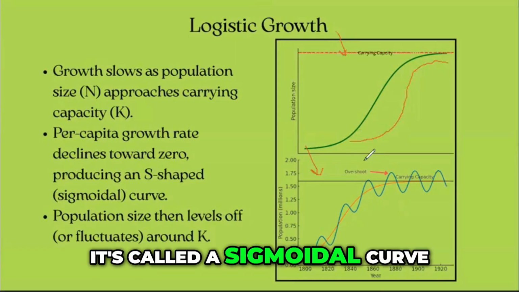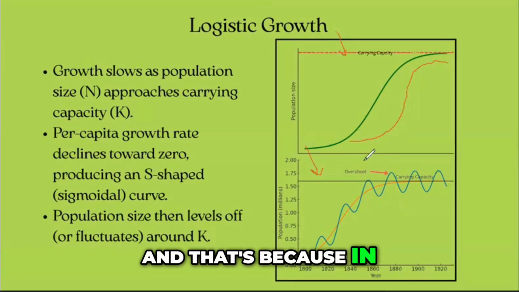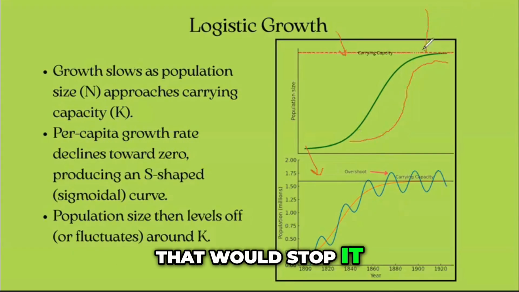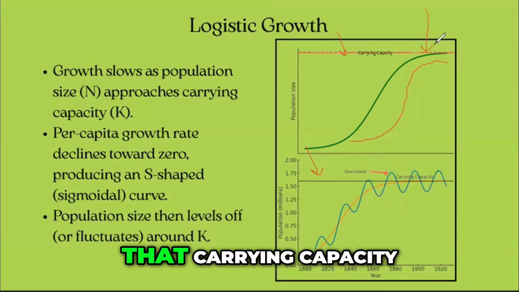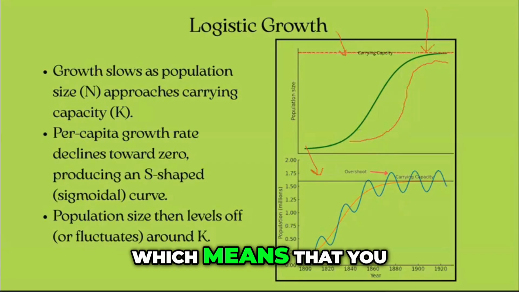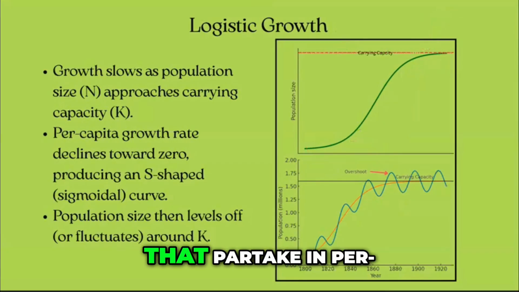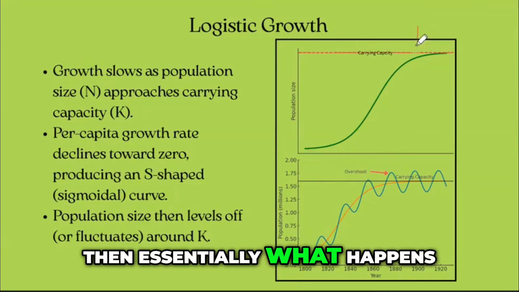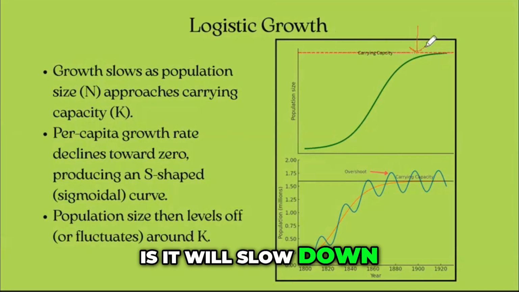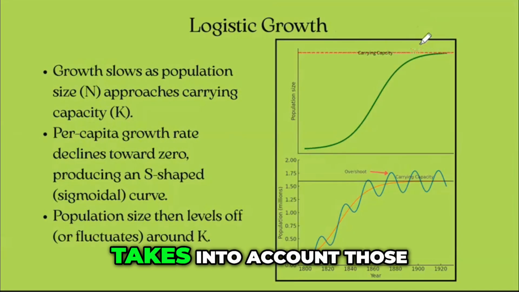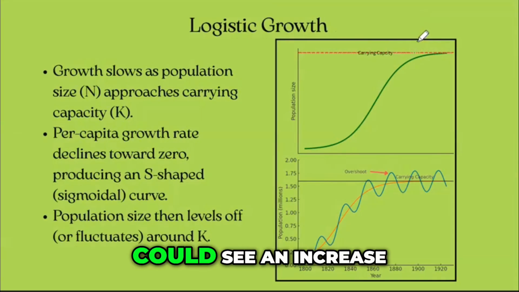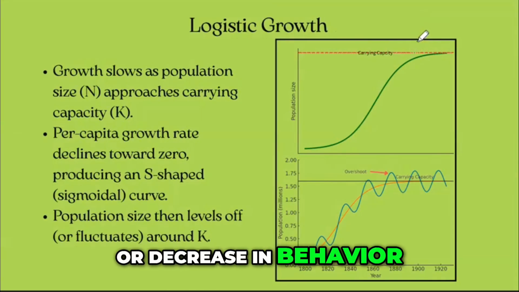It's called a sigmoidal curve, and that's because in reality we have other factors that would stop it. Essentially, once it reaches that carrying capacity, which means you have those outside influences that partake in the behavior of the growth, it will slow down. So the S-shaped curve takes into account those natural resources that potentially could see an increase or decrease in behavior.